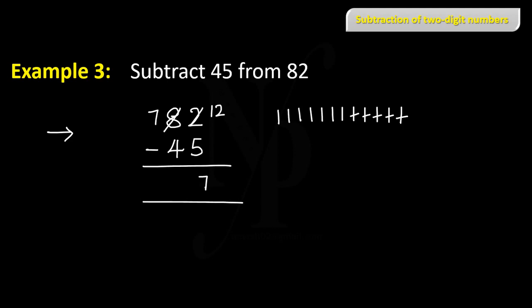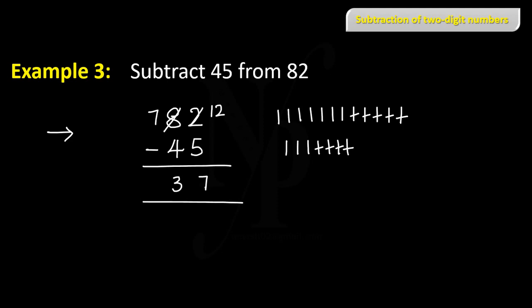Now here 7 is remaining in tens place. We have to subtract 4 from 7. I will draw 7 standing lines 1, 2, 3, 4, 5, 6, 7, and I will strike out 4 lines 1, 2, 3, 4. How many are remaining now? 1, 2, 3 lines are remaining. So I will write 3 here.